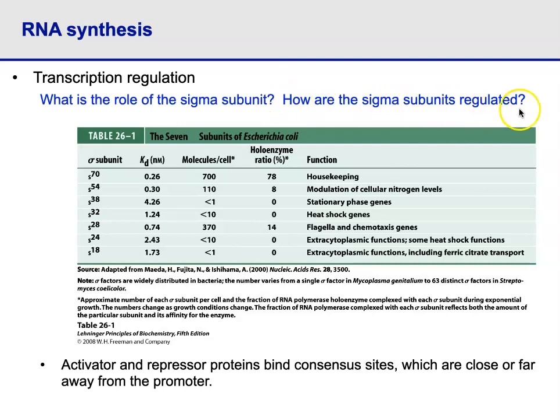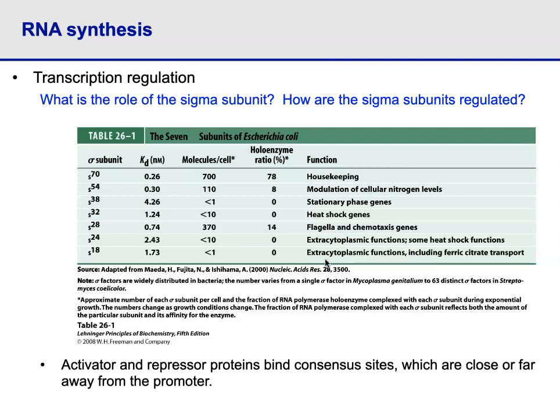But how are the sigma subunits regulated? How is the regulator regulated? Well, different sigma subunits determine what genes will be expressed, like we've already said. Here we see a table of how the different sigmas are involved in the expression of these groups of genes. Now, the sigmas are usually regulated by various mechanisms. If we need sigma subunits to be expressed, then they will be expressed. So they can be controlled by expression. If we don't need them anymore, they will be degraded.